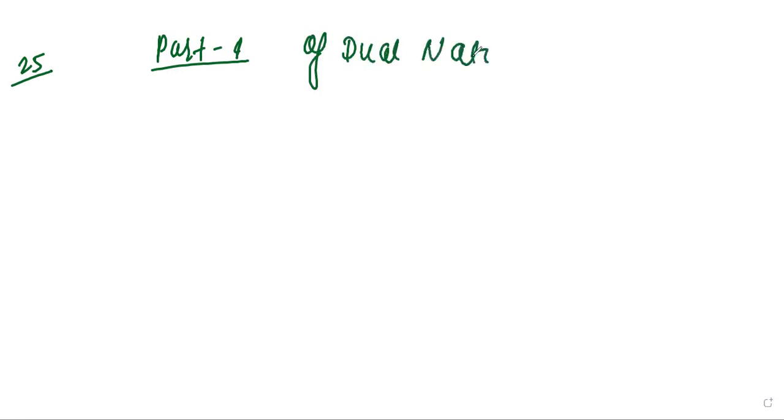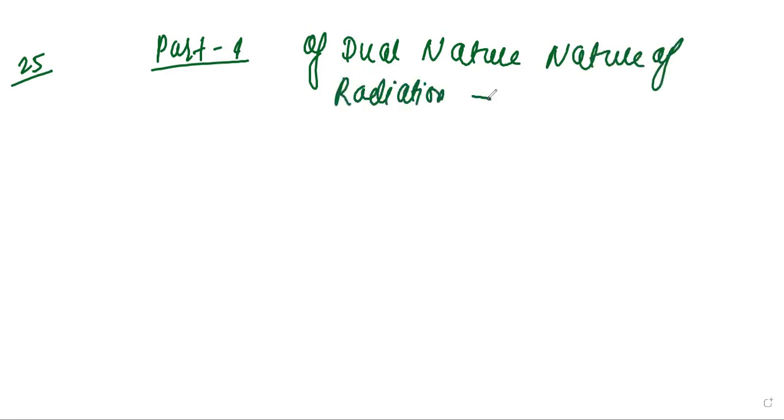So next part of dual nature of radiation and matter. In the previous part, we have solved up to question number 24, right? So next is 25. This is part 4 of dual nature of radiation and matter.